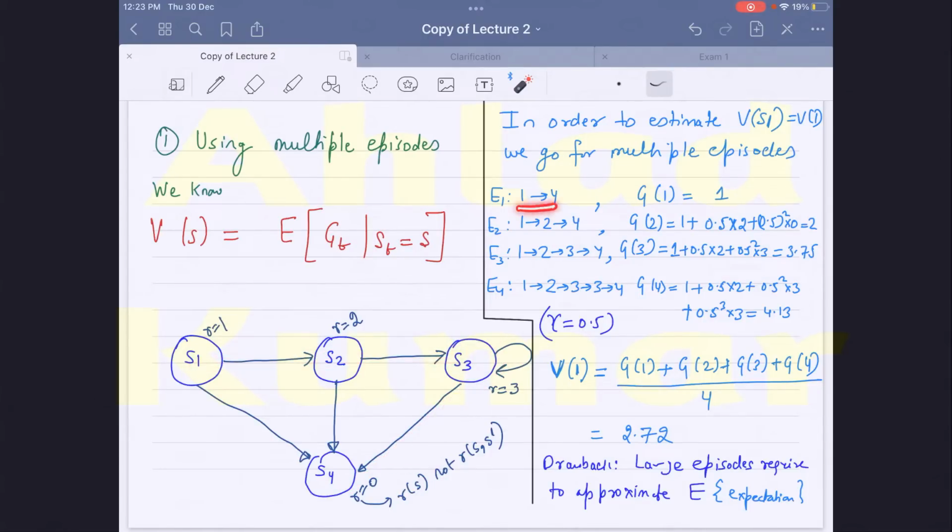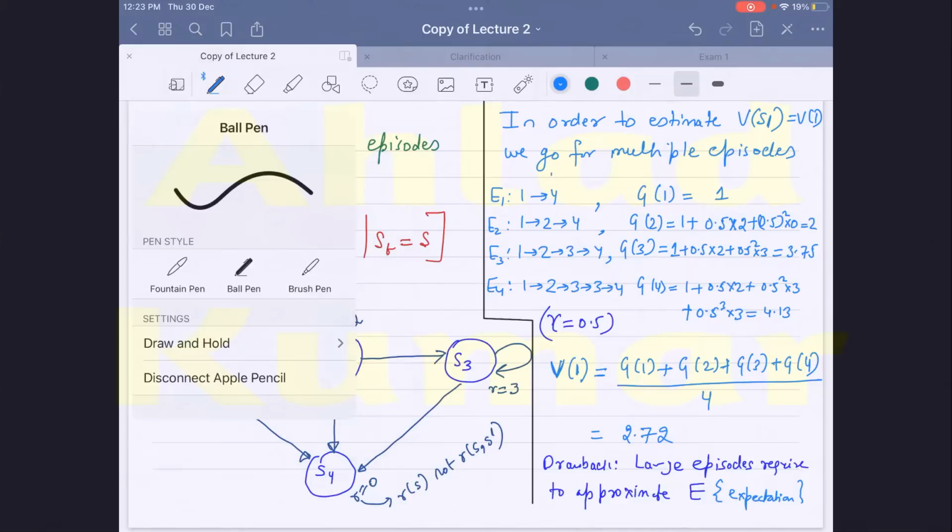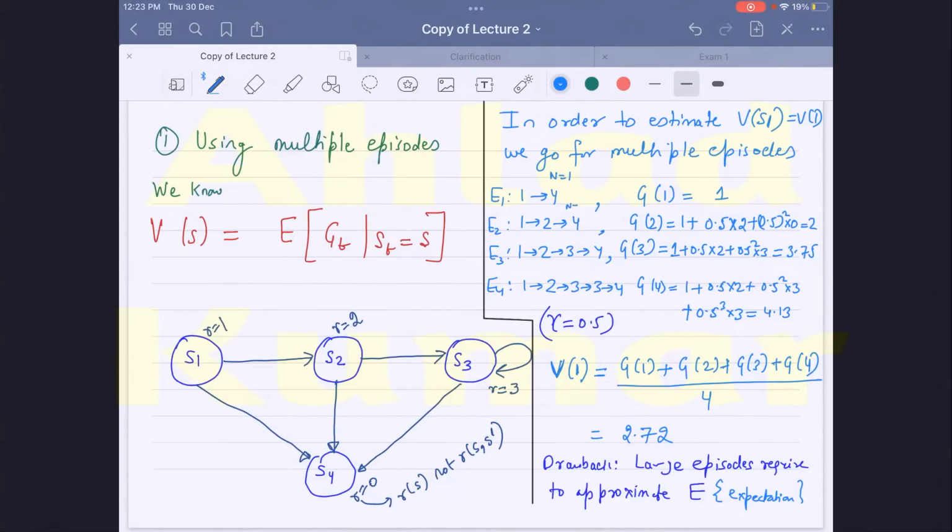Note that for each of these paths we have 4 episodes here, and in each of these episodes the capital N value is different. So here N is 1, here N is 2.